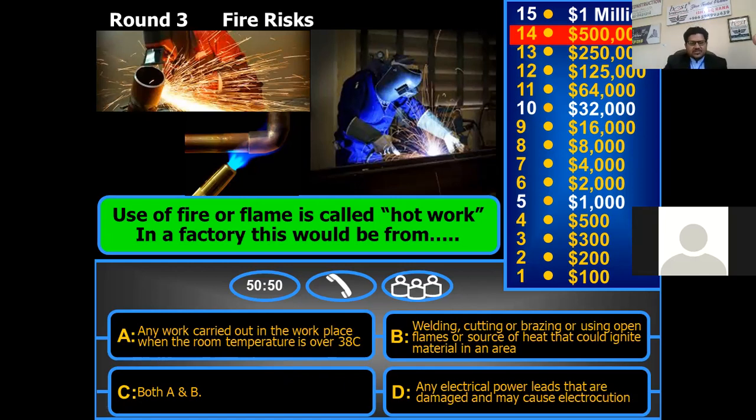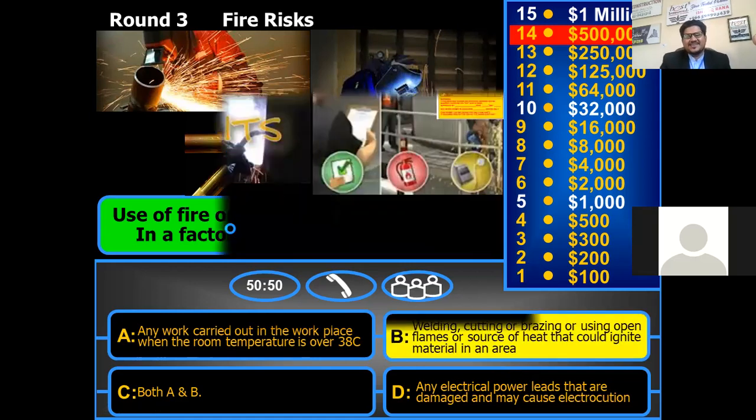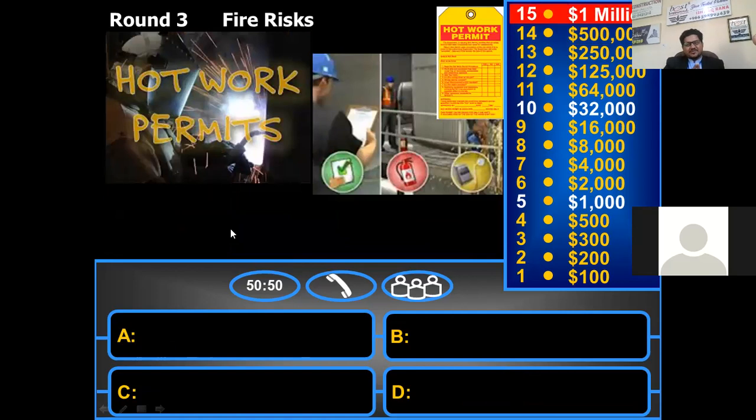Use of fire or flame is called hot work. Okay, so Mr. Yusuf, you'll go with B, and Mr. AB, you will also go with B, right? Okay, any other opinion, or I lock the answer? The B is the right one, mashallah. Excellent. So the last question, $1 million question number 15.